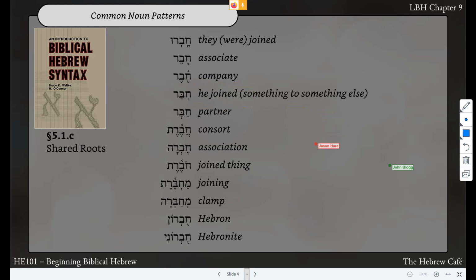It's an active verb. Chabar, we're going to look at this pattern in just a second, because this is kind of a neat one. Chaveret, chevra. Chevra today means company, and society also. Choveret, a joined thing, something that's joined together. In modern Hebrew, choveret is like a notebook. Something like our workbook is a choveret. Machberet in modern Hebrew is a notebook that you just write notes in, that doesn't have work exercises and stuff.